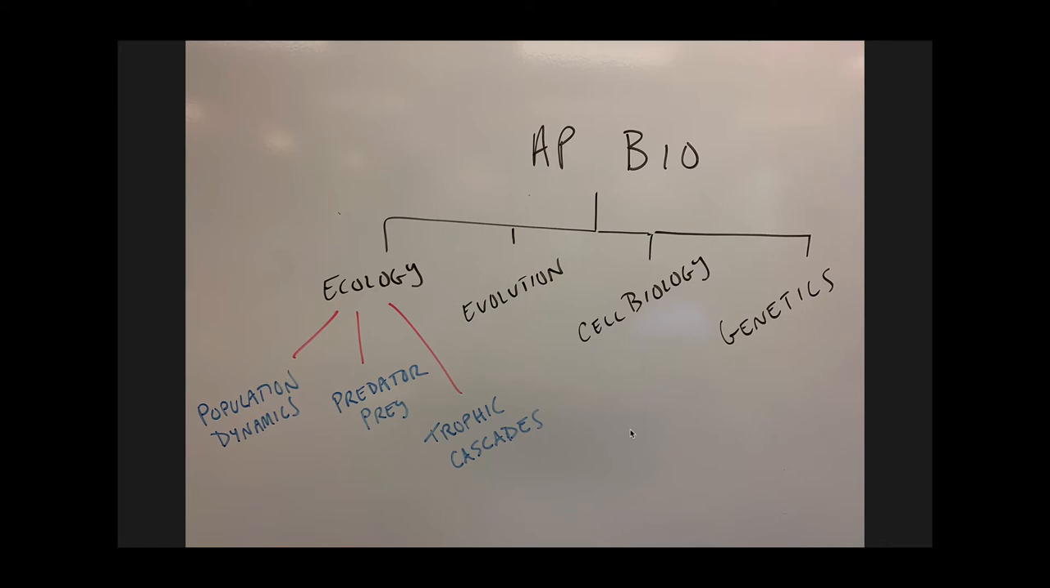Next, I'm thinking within ecology, are there some subgroups or themes? And so in ecology, I break it down to population dynamics followed by predator-prey relationships and then trophic cascades. Let's see how I can organize that in Canvas in the LMS.